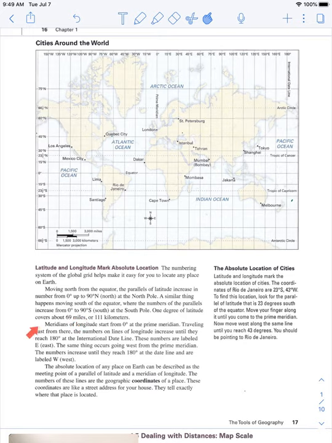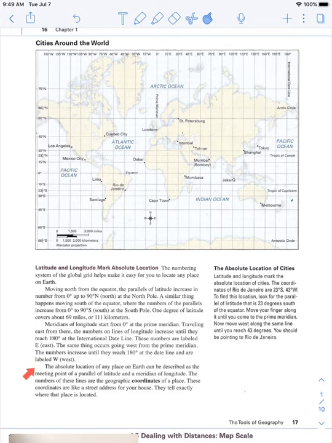Meridians of longitude start at 0 at the prime meridian. Traveling east from there, the numbers on the lines of longitude increase until they reach 180 degrees at the international dateline. These numbers are labeled east. The same thing occurs going west from the prime meridian. The numbers increase until they reach 180 degrees at the dateline and are labeled west.